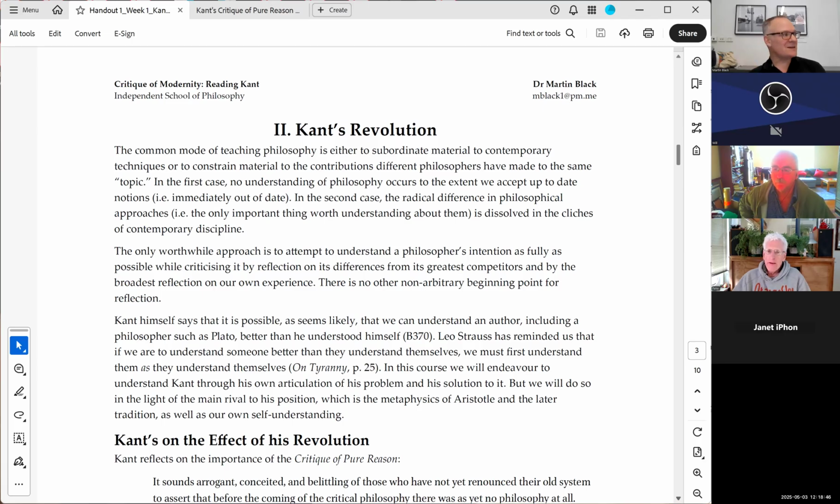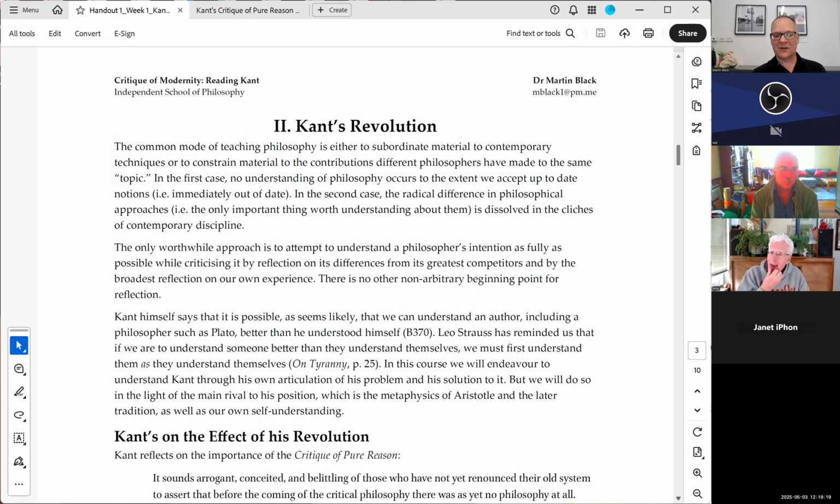At one point, when he's discussing Plato in the Critique of Pure Reason, he says it's possible to understand an author, and he means Plato, better than that author understood himself. That is possible, I think. Otherwise, you could never recognise a mistake that anyone made. But, and I quote Strauss to this effect, to understand someone better than they understand themselves, you have to understand them as they understood themselves first. That's our intention. We'll try and understand what Kant is doing, and then we can try and critique it. But the first thing is his own articulation of what he's doing.